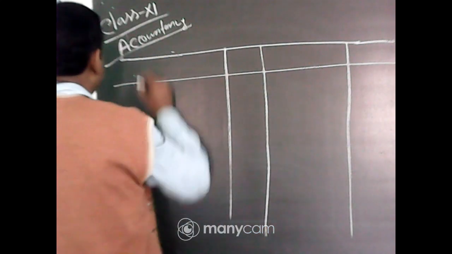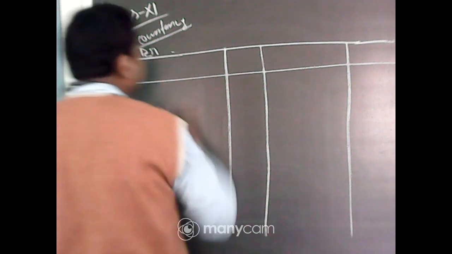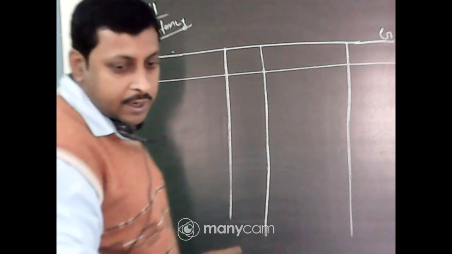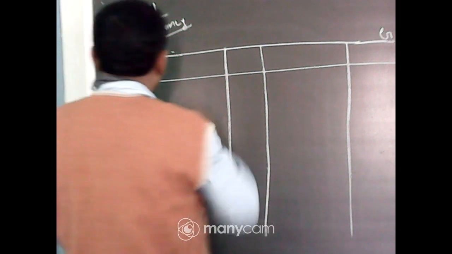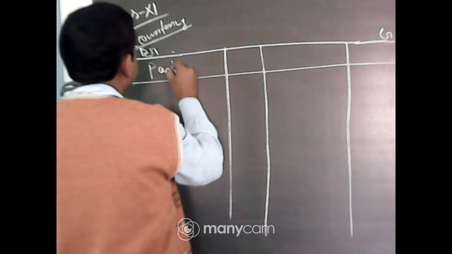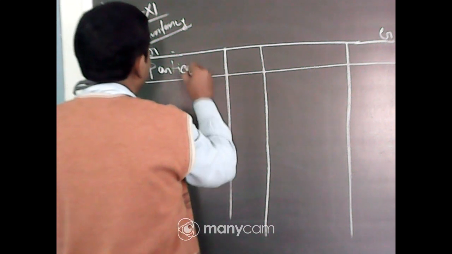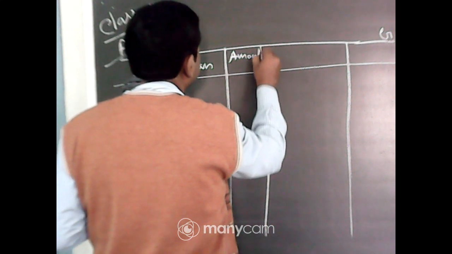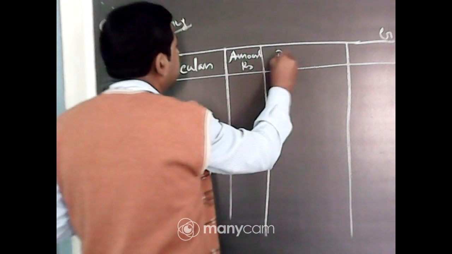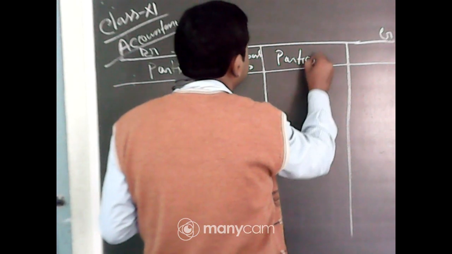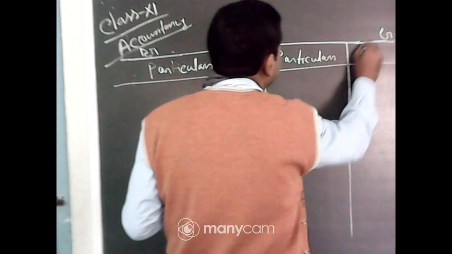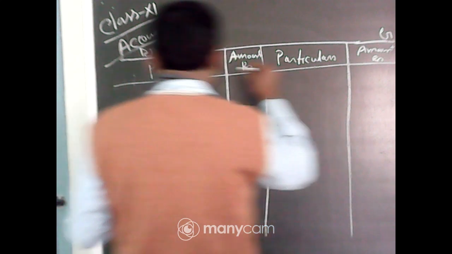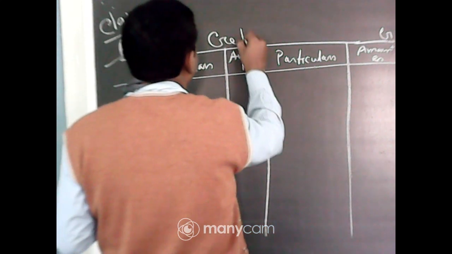Now in the ledger, you know there is a debit and credit side, because we are doing single entry to double entry conversion, so the debit and credit concept will be there. Here are the particulars and the amount in rupees, and here also particulars and amount in rupees. Now this account is the creditors account.